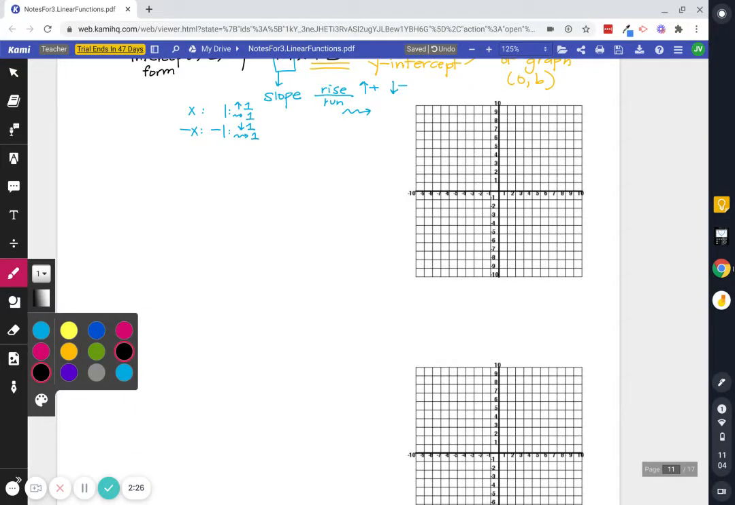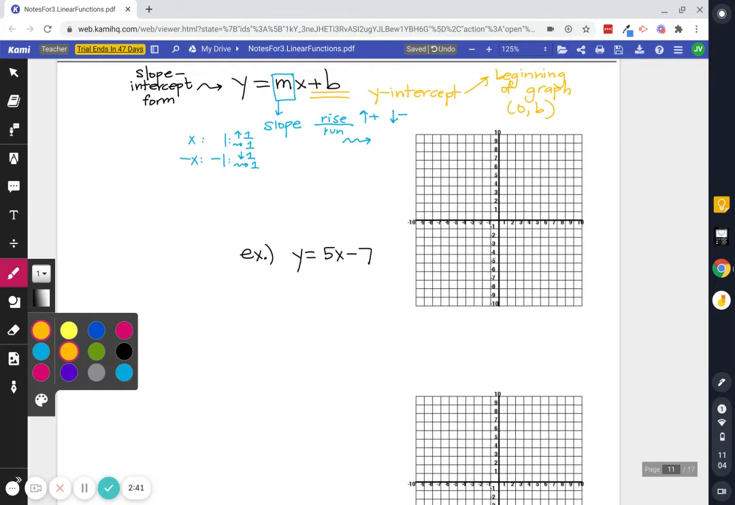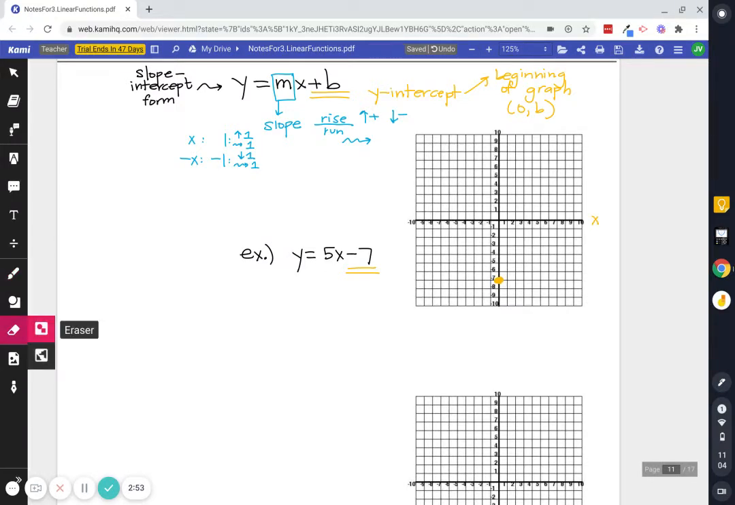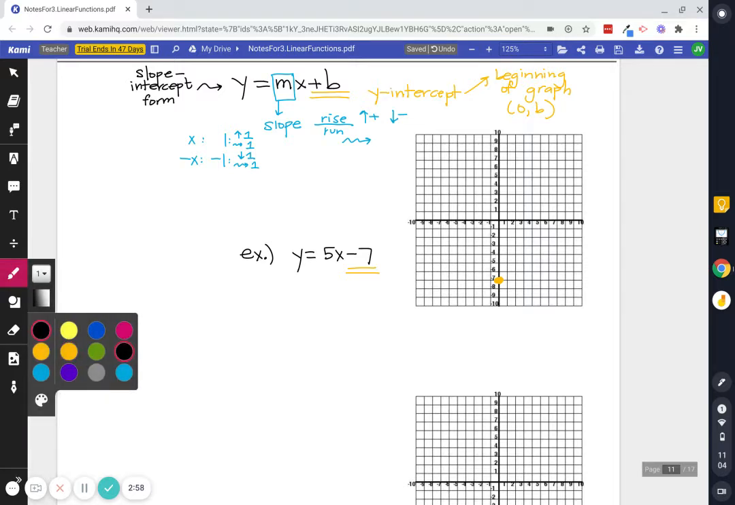The first one's pretty basic. Example: y equals 5x minus 7. As we're looking at this, remember b is the beginning of our graph. So I'm going to double underline with my orange where b is, and then put a point at -7 on the y-axis. No shame in this game if you need to write x for the x-axis and y for the y-axis.